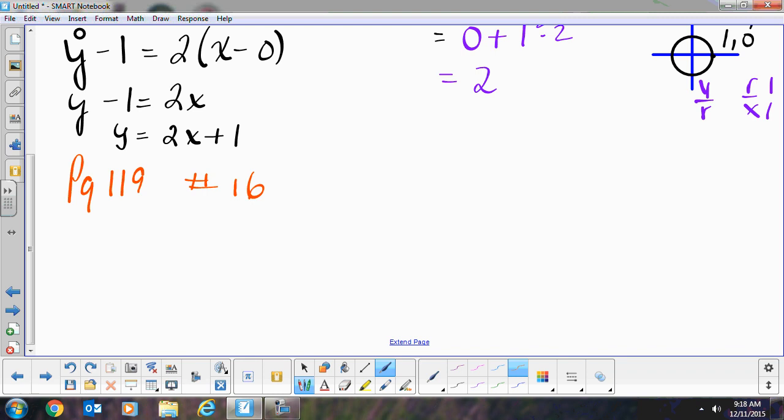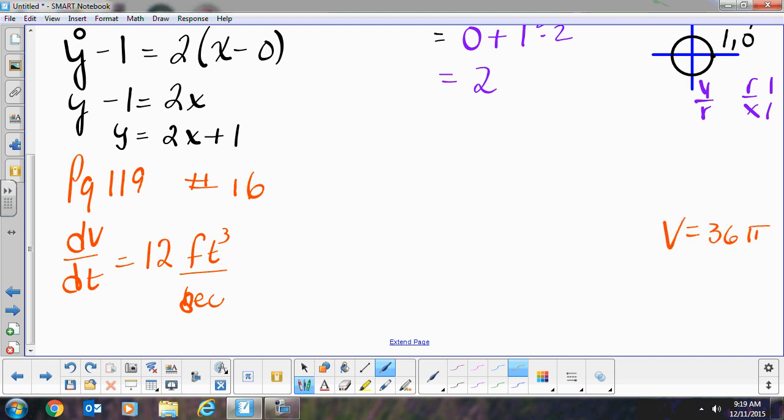So what does it say? It says the volume of an expanding sphere is increasing. So what will my rate be? Positive. At a rate of 12 cubic feet per minute. So that's dV over dt is going to be 12 cubic feet per minute. Okay. When the volume of the sphere is 36 pi. Now they gave you that for a reason. That means they didn't give us something we needed. How fast in square feet is the surface area increasing?